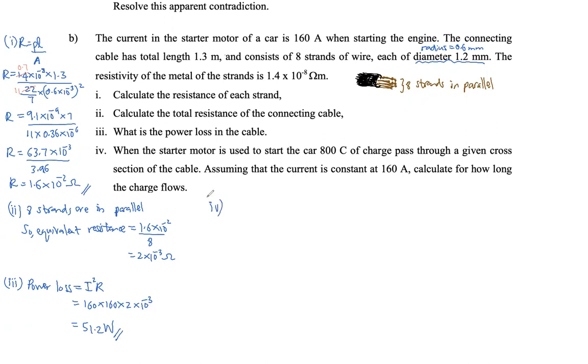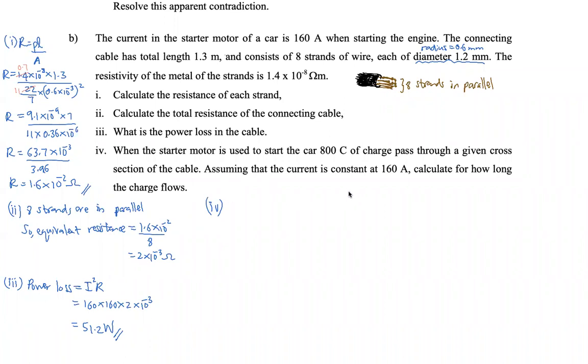Roman 4. When the starter motor is used to start the car, 800 coulomb of charge passes through a given cross section of the cable. Assume that the current is constant at 160 ampere. Calculate for how long the charge flows.